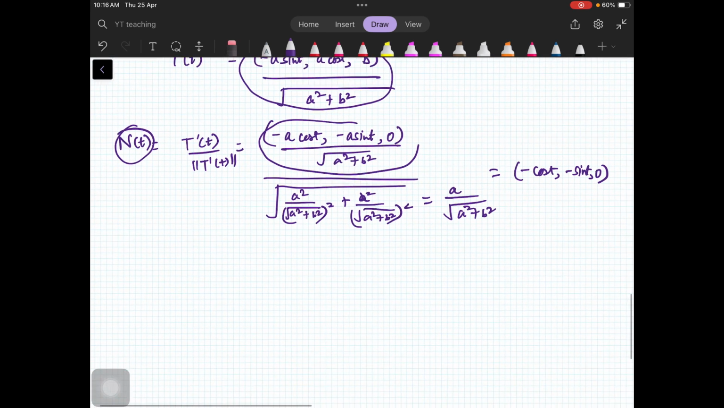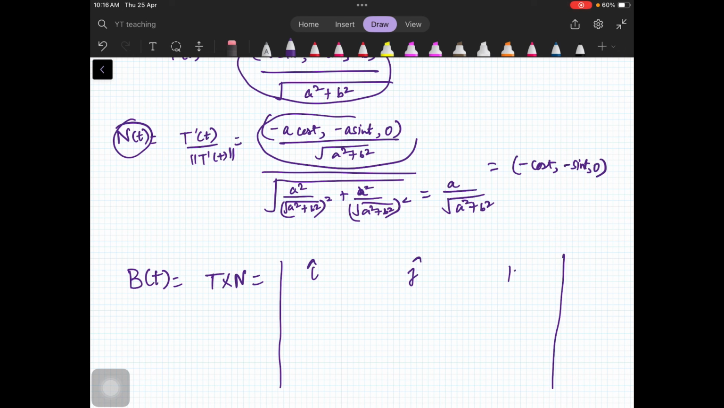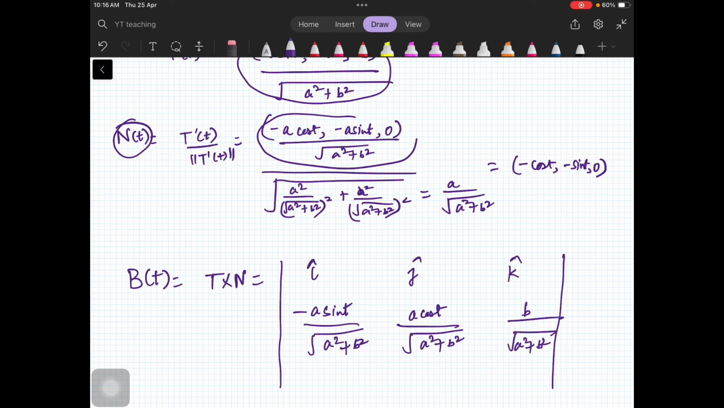Okay, so now I can define my B vector, which is T cross N. I know how to take the cross product of two vectors T and N, so you can use this determinant. You write i, j, k. Then you write the components of the T vector: minus a sin t upon the square root of a² + b², then a cos t upon the square root of a² + b², and b upon the square root of a² + b². And here you have minus cos t, minus sin t, and then 0.